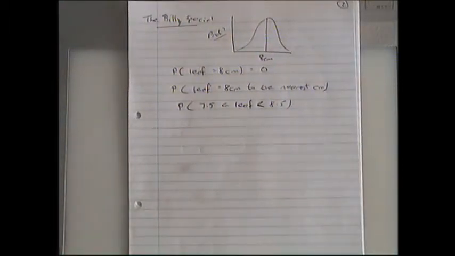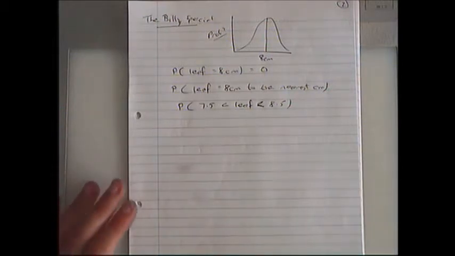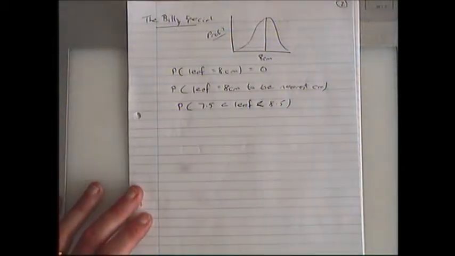So that's still the normal distribution. Still the normal distribution. It's a continuous random variable, yeah. The normal distribution is one of many continuous random variables.